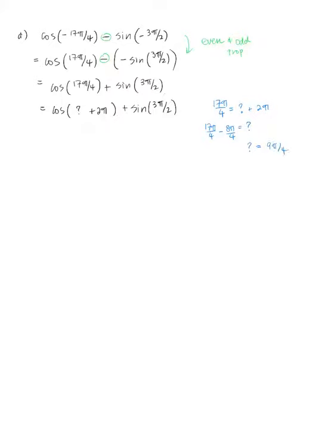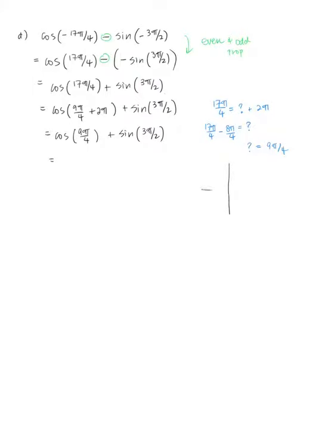So basically you can rewrite this as cosine of 9 pi over 4 plus 2 pi. According to the periodic property, this gives us the same thing as cosine of 9 pi over 4, and then plus sine of 3 pi over 2. The cosine of 9 pi over 4 has a reference angle of pi over 4. Again, you could completely skip that step if you wanted to, but I just wanted to show you some different ways to do it.